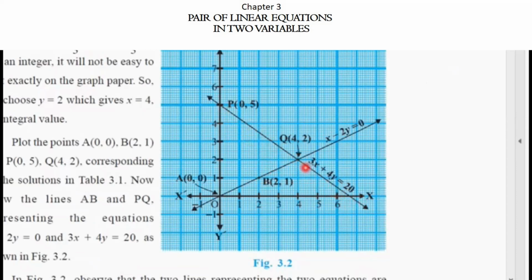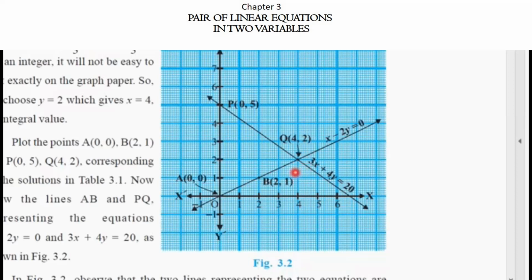Now look at the intersecting point. There is an intersecting point at (4, 2). The coordinate point (4, 2) is a common solution, right? (4, 2) is a point on the first line and also a point on the second line. So (4, 2) is a solution for both linear equations, equation number 1 and equation number 2, right? Am I right? Yes, sir.